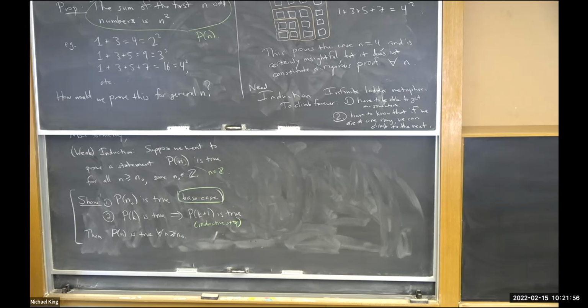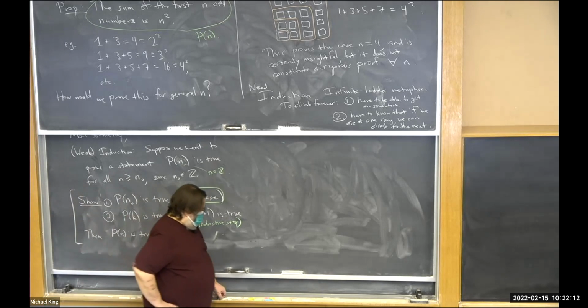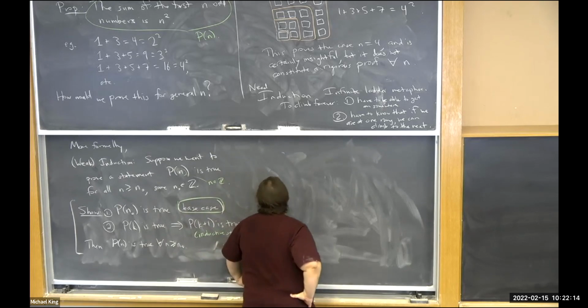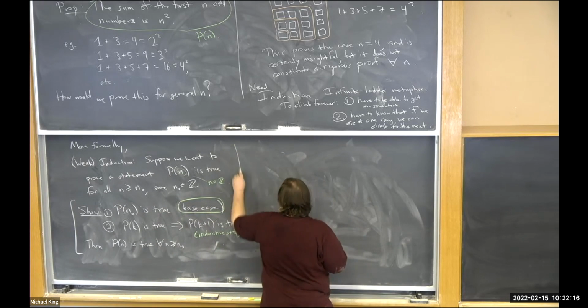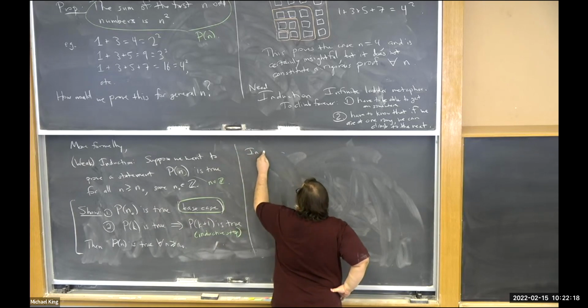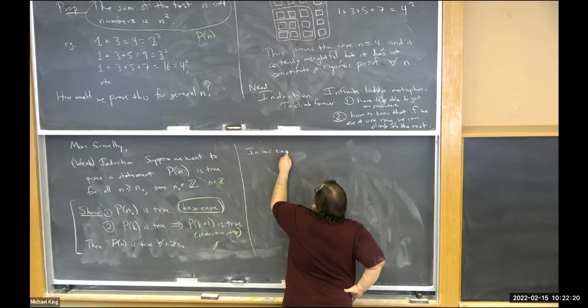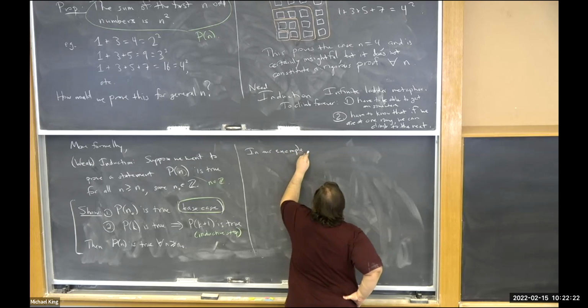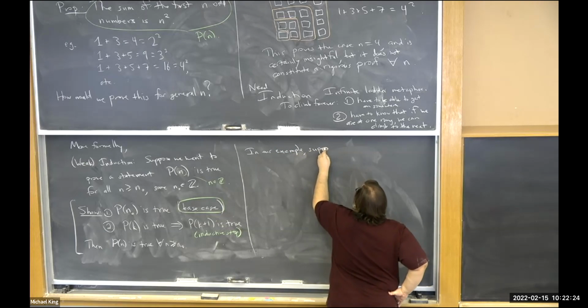Okay, so that's the kind of formal statement of induction. Right. And I want to do it for this example. Even for this example, I'll do a general case, but I do still want to do a specific case just to illustrate the point. Like, in our example, suppose we know P of 50 is true.